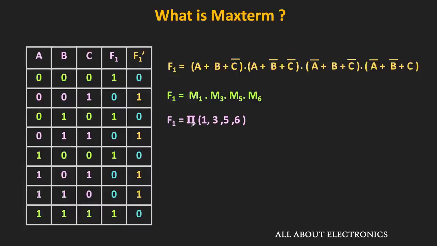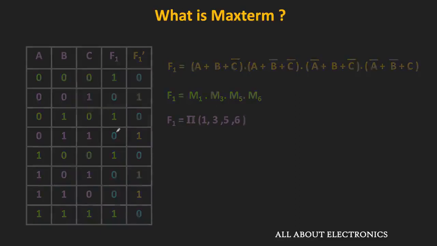Now one more thing, if you observe, then for all these max terms, this function f1 is equal to 0. So directly from the truth table, if you want to write this expression in the POS form or in the form of product of max term, then we just need to consider the terms for which this function f1 is equal to 0. So let us take one more example so that it will get clear to you.